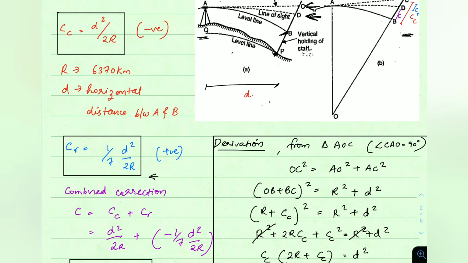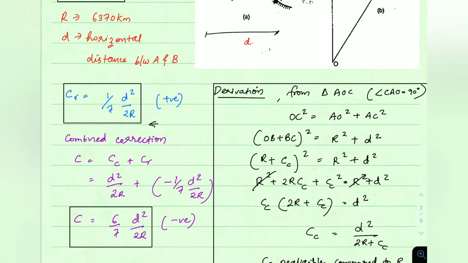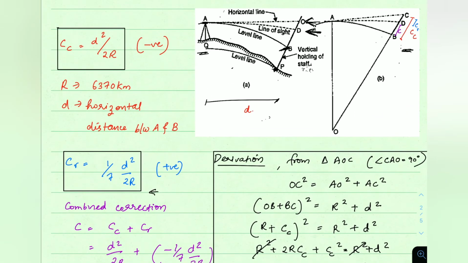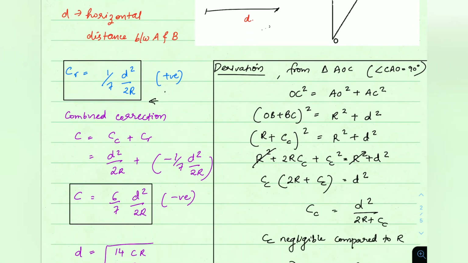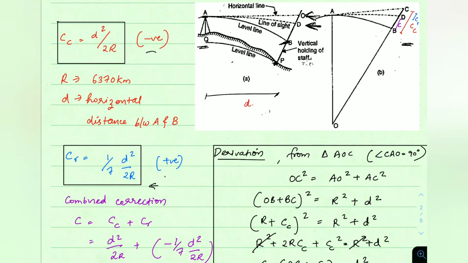So the combined correction, so that we get the staff reading at B, is CC plus CR, obviously. So we provide that value and you get the value as 6 by 7 d square by 2R. Here CC is negative and CR is positive. So when you add them, the answer will be negative. So we get a negative correction as 6 by 7 d square by 2R. So just remember this d square by 2R and put 1 by 7th and then add both, you will get the answer. Just remember the convention, which is negative, which is positive. That's done. Okay, this is the simplest way to learn this. You need not do much of derivations and all.